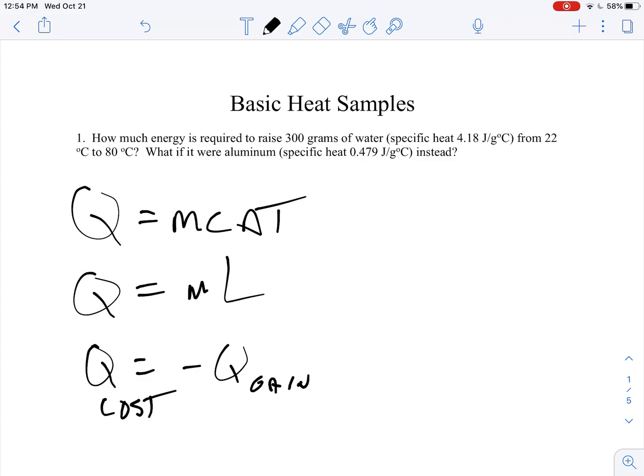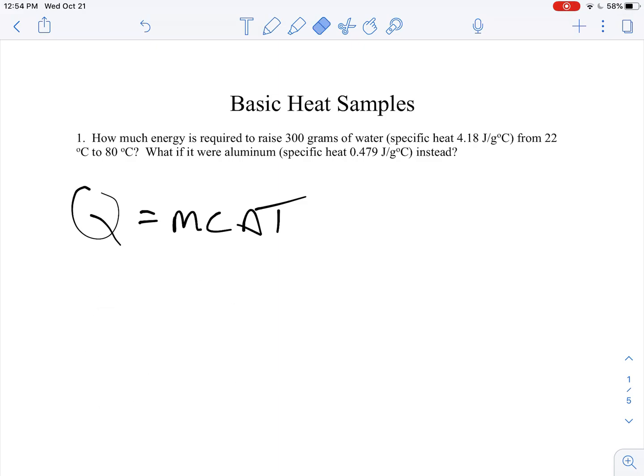You need to know which one to use, and you can tell just by the context clues that the problem gives you. In this one, all we are doing is heating the substance up. It doesn't say anything about melting or boiling or phase changing. It doesn't say anything about exchanging energy. So this is just a simple Q equals mc delta T problem.